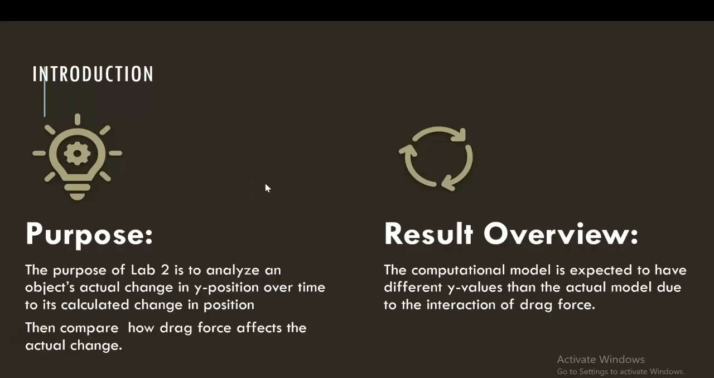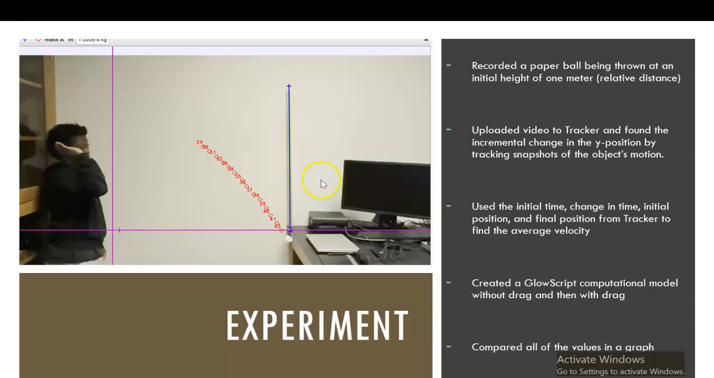The purpose of this lab is to analyze an object's actual change in y position over time using a software called Tracker and compare that with its predicted change in position with and without drag in a model called GlowScript. We then use the two models to compare how drag force affects the actual change in an object's motion. What we see as a result is that the computational model without drag is expected to have different y values than the actual model due to the interaction of the drag force.